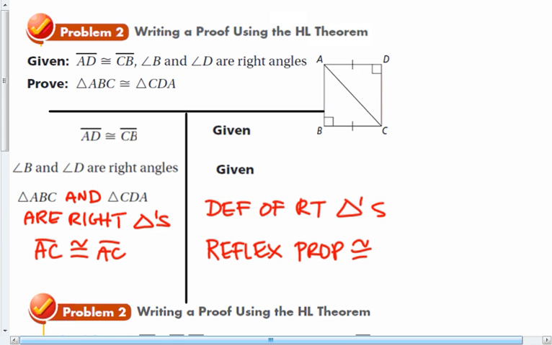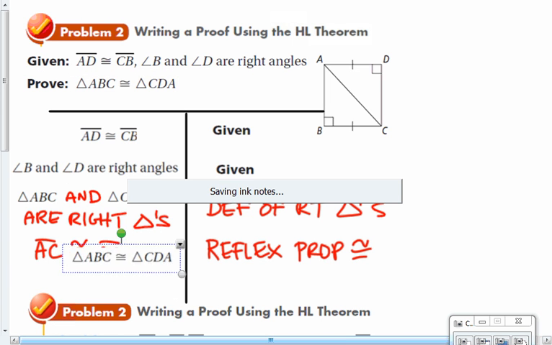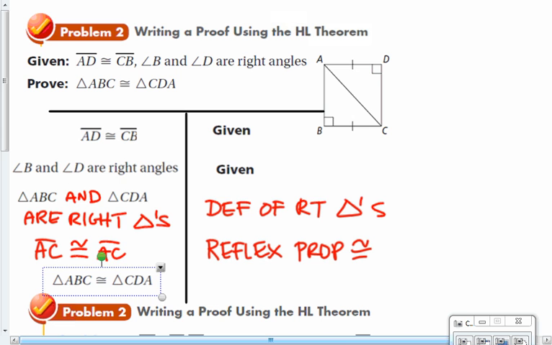And so now we have two right triangles. We have the hypotenuses congruent, and we have one set of legs congruent. So we can conclude that the two triangles are congruent. And that's by the hypotenuse-leg theorem. All right, you try that.